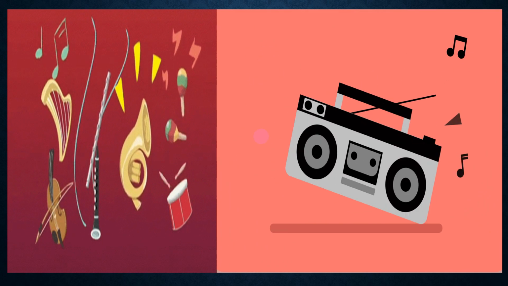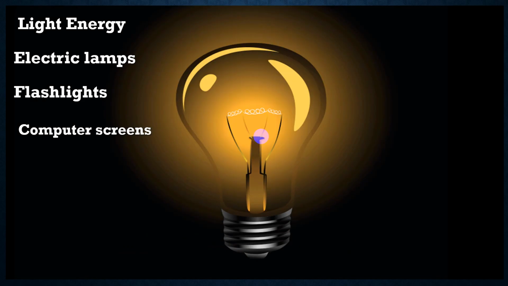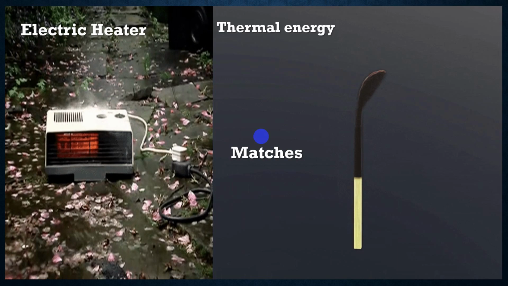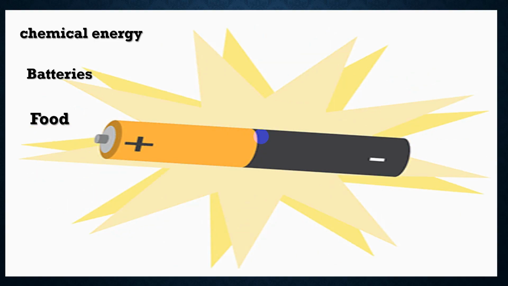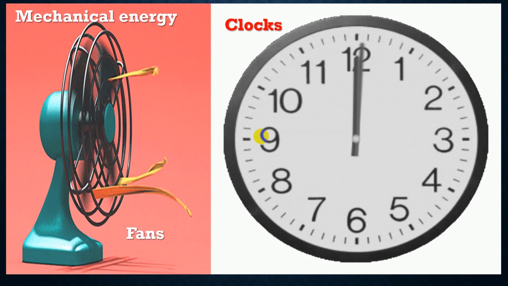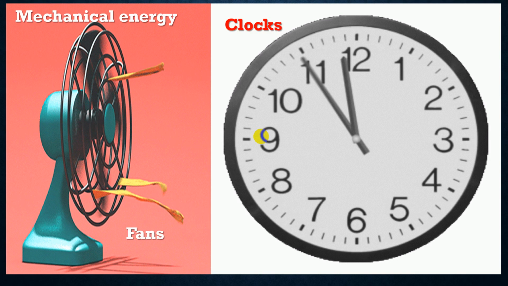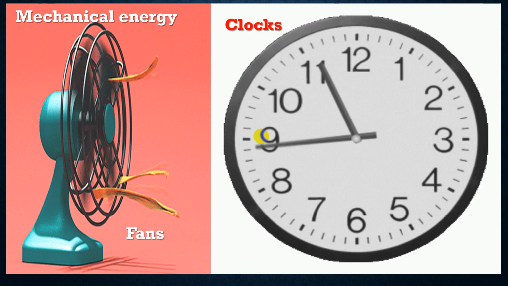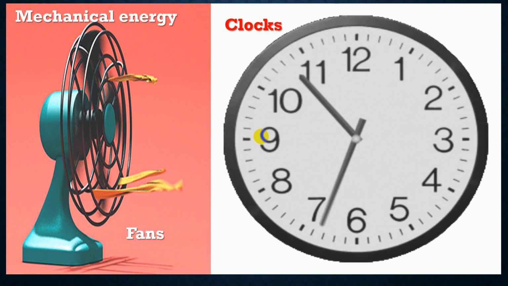So we have different kinds of energy. We have light energy, electric energy, thermal energy, and also chemical energy, mechanical energy, and potential and kinetic energy, and many types of energy. So this is our lesson for today.